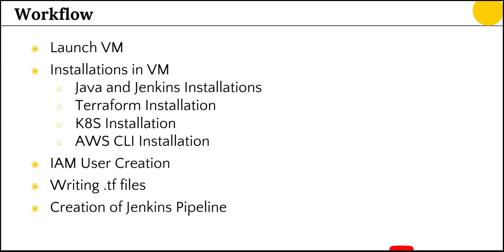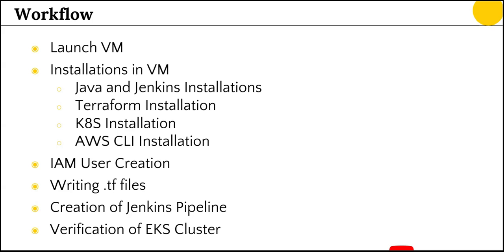So once we write the Terraform files, we are going to keep those Terraform files in the GitHub repository. And that GitHub repository, I am going to integrate with the Jenkins pipeline. And whenever we trigger the pipeline, automatically the EKS cluster should get created. And then we are going to see whether the EKS cluster has got created or not. So these are the different steps that we are going to follow in this particular video.